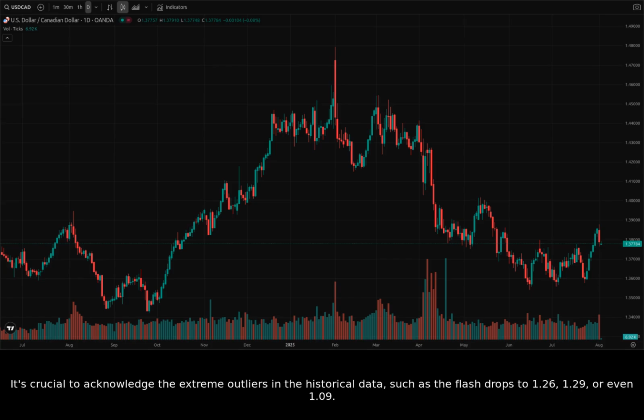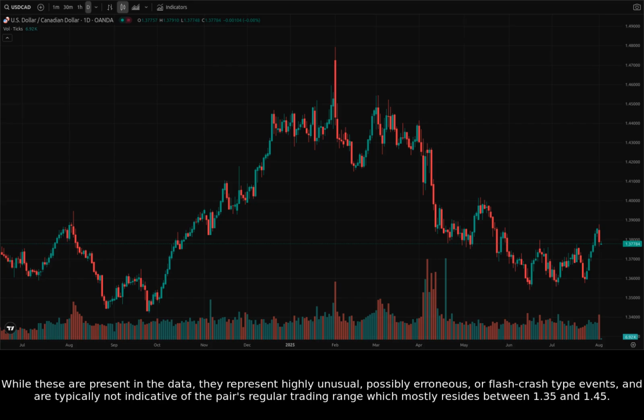It's crucial to acknowledge the extreme outliers in the historical data, such as the flash drops to 1.26, 1.29, or even 1.09. While these are present in the data, they represent highly unusual, possibly erroneous, or flash crash type events, and are typically not indicative of the pair's regular trading range, which mostly resides between 1.35 and 1.45.